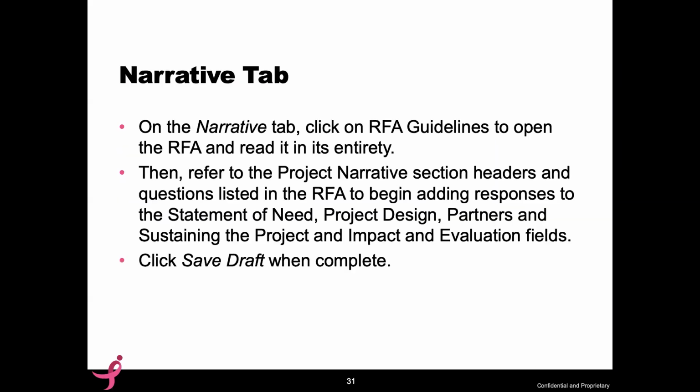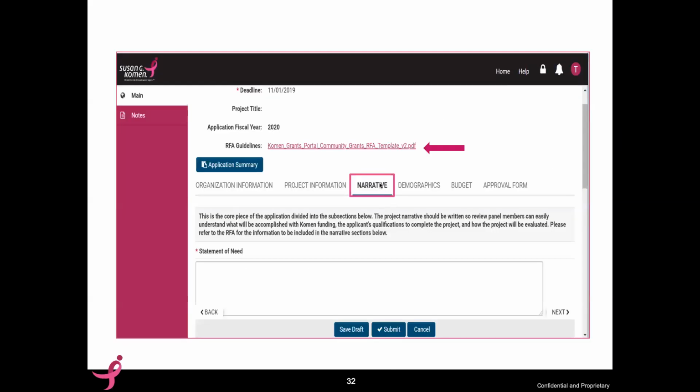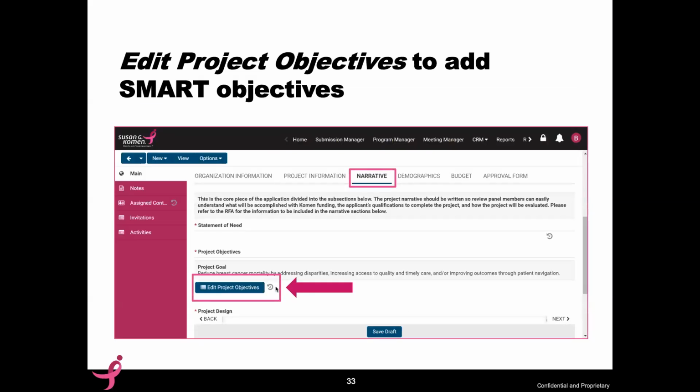And this is all going to come underneath the narrative tab. As I said before, save and save often. In the RFA, once again, you're going to refer to the RFA guidelines. And with your project information, you'll have that narrative tab where you will complete everything. Remember to edit your SMART objectives, and this is where you're going to add them in.